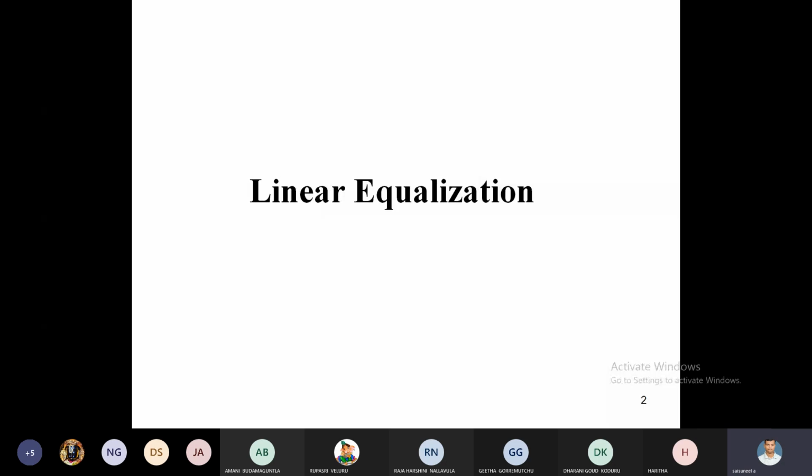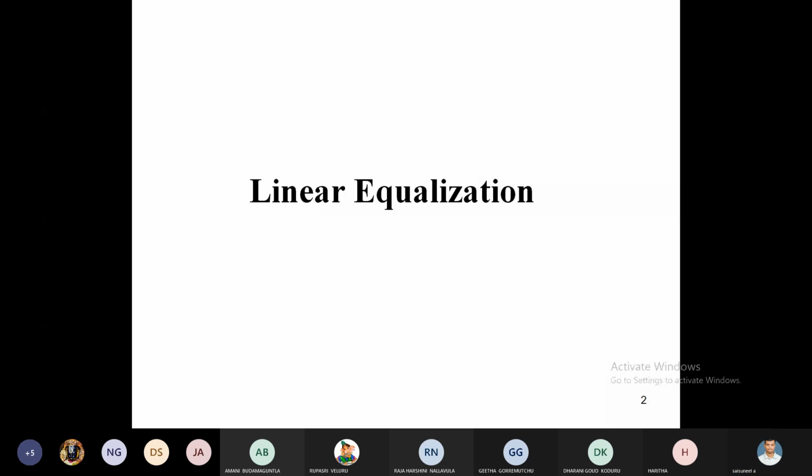Linear equalization. In previous topics, we have discussed what equalization is and how it is classified. Linear equalization is implemented based on an FIR filter. How many types of structures of linear equalizers are there? Transversal and lattice structure. Both are available.